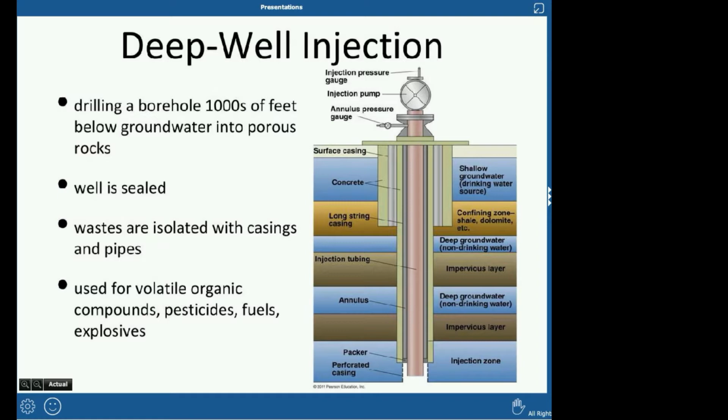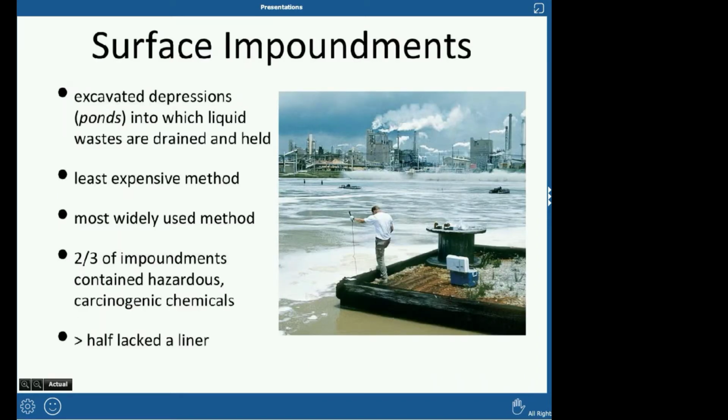Then they'll seal the well, and then they'll put the waste in there, and it's isolated with casings and pipes and things like that. They use this for volatile organic compounds, pesticides, fuels, explosives, things like that. We just inject them very, very deep into the ground.